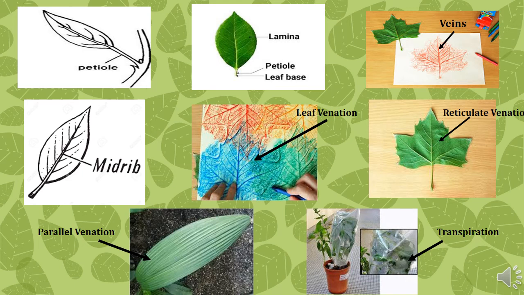The prominent line in the middle of the leaf is called midrib. The design made by the veins in a leaf is called the leaf venation. If the design is net-like on both sides of the midrib, it is known as reticulate venation. And if the veins are parallel to one another, they are known as parallel venation. And the process by which water comes out of leaves in the form of vapor is called transpiration.